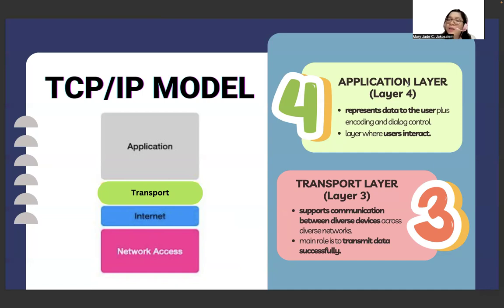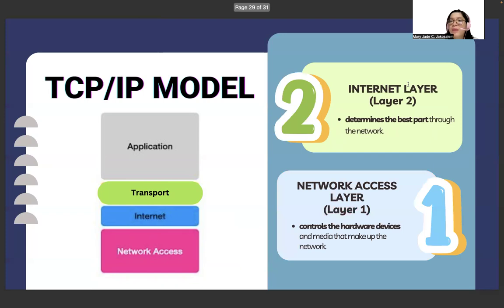Then, layer 3 is the transport layer. This layer supports communication between diverse devices across diverse networks. Its main role, remember, is to transmit the data packets successfully. It's more on the transmission of your data over the network. Second one, layer 2, is the internet layer. It determines the best path through the network, the best path you will have to go through so that your data packets can reach their destination. So that is the internet layer.